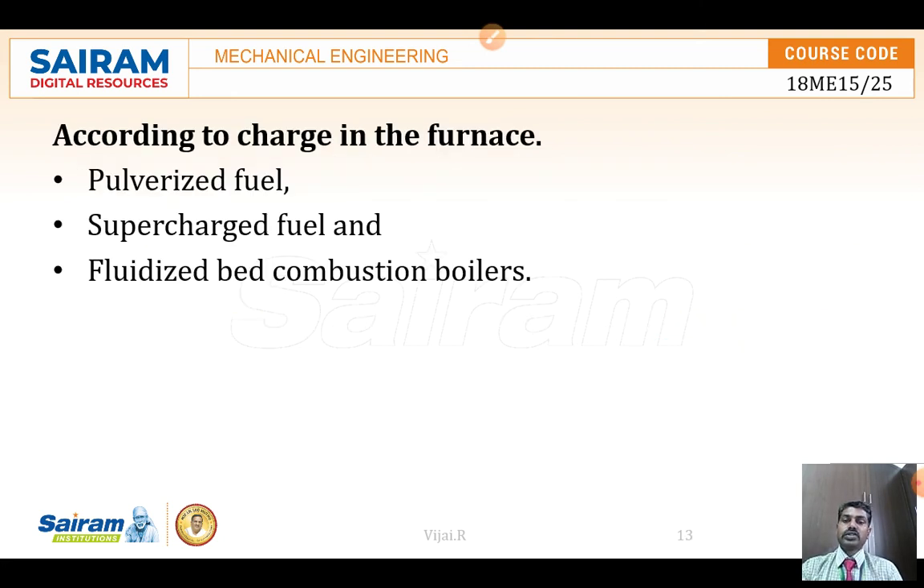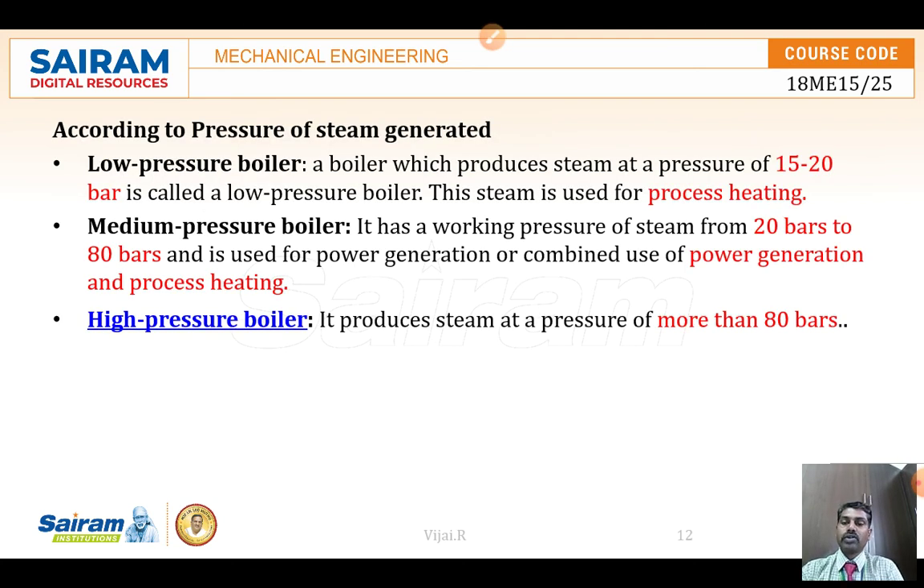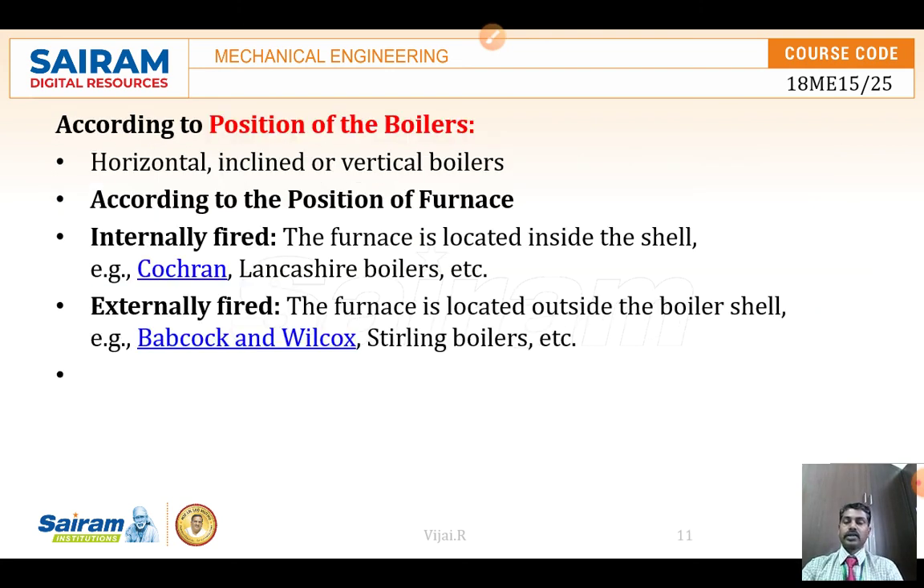And according to the charge in the furnace, next, what fuel we are going to use: whether coal as pulverized fuel, that is powdered fuel, or supercharged fuel, or fluidized bed combustion, like that. These boilers are categorized into different classifications. So as of now, boilers according to the location of the furnace, according to the axis of the boiler, whether vertical or horizontal, or based on the usage. Okay, so these are all the different classifications of boilers used for the production of steam, right?